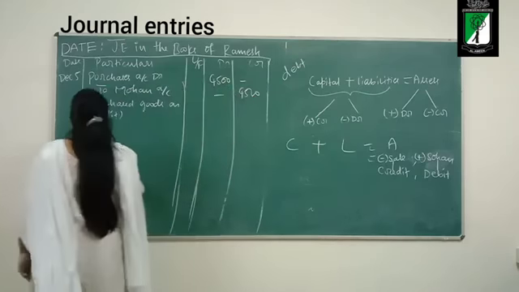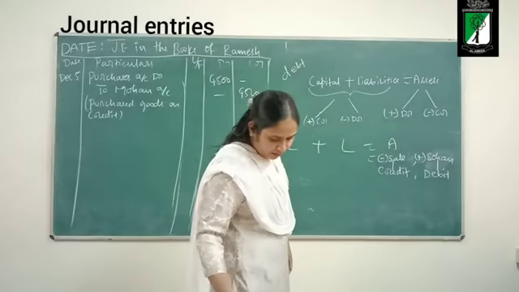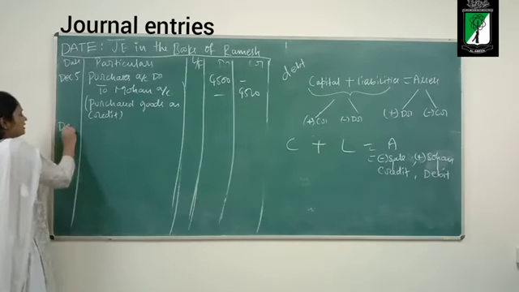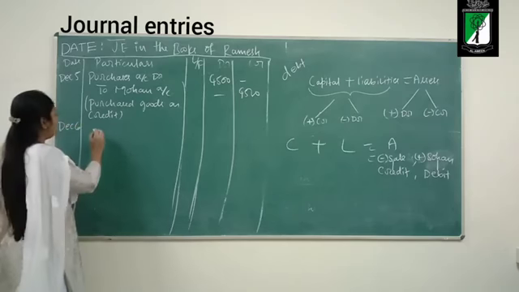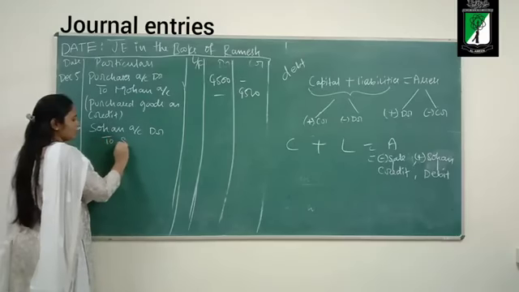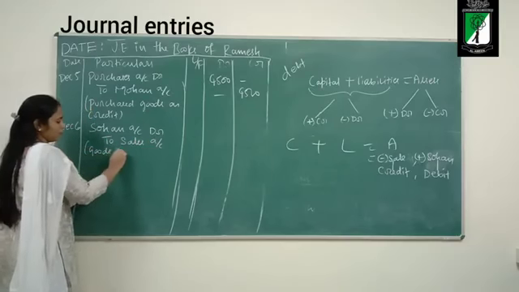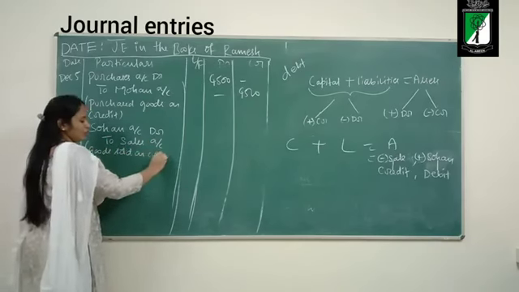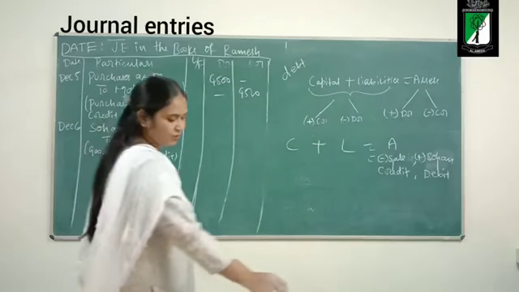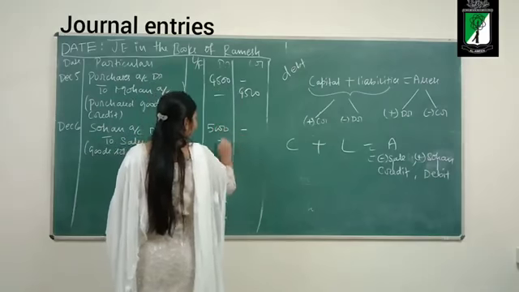So Sohan account debit. What is the date of the transaction? The date of the transaction is December 6th. So what is the journal entry? Sohan account debit to sales account. Okay, goods sold on credit. What is the narration? Goods sold on credit. It's a brief explanation of our entry. What is the value of the goods being sold on credit to Sohan? It is 5,000.